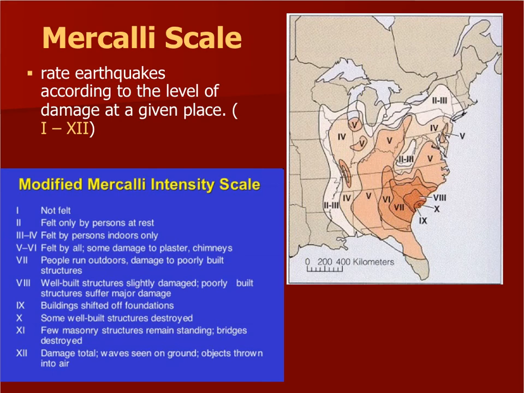The Mercalli scale, which you're going to be practicing on Friday, rates earthquakes according to the level of damage at a given place, and we use Roman numerals to rank those values. What we're going to be doing on Friday is having scenario cards. After you read the scenario card, you're supposed to look at the Mercalli scale and determine, based on that scenario card, what Roman numeral it should get.